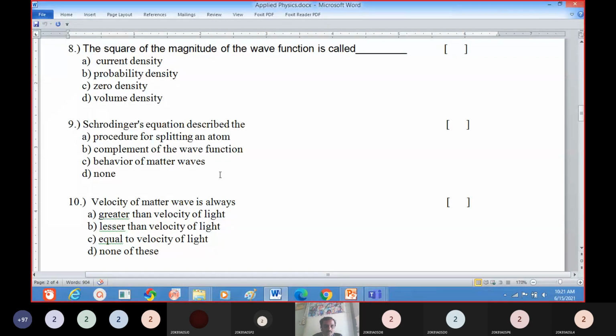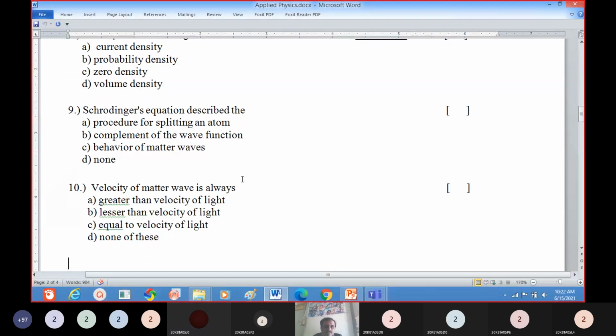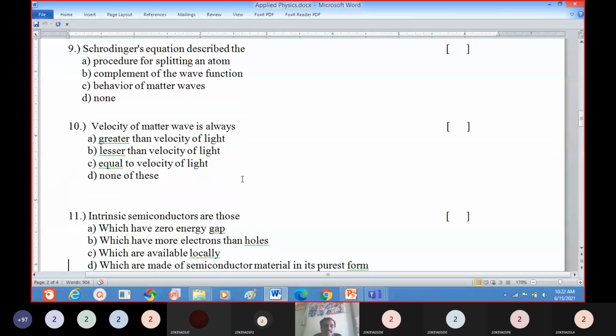Next, the 10th one: velocity of matter wave is always. I already explained this. Matter wave velocity is greater than the velocity of light. So that is option A.